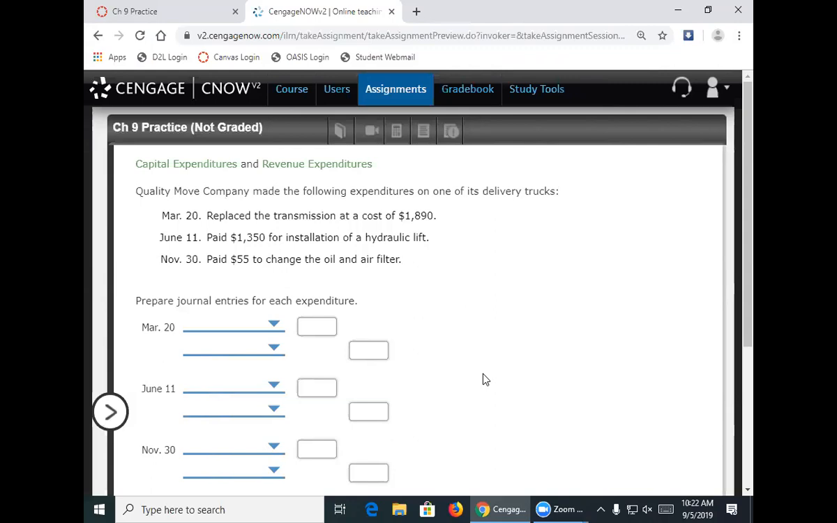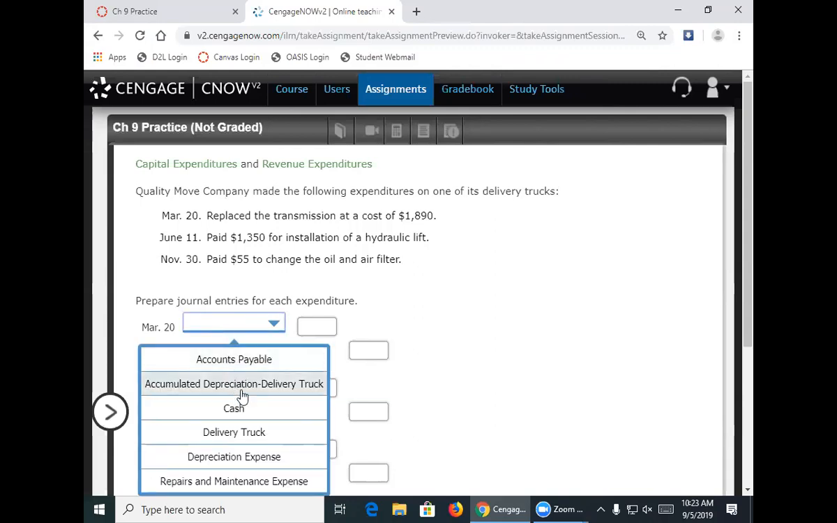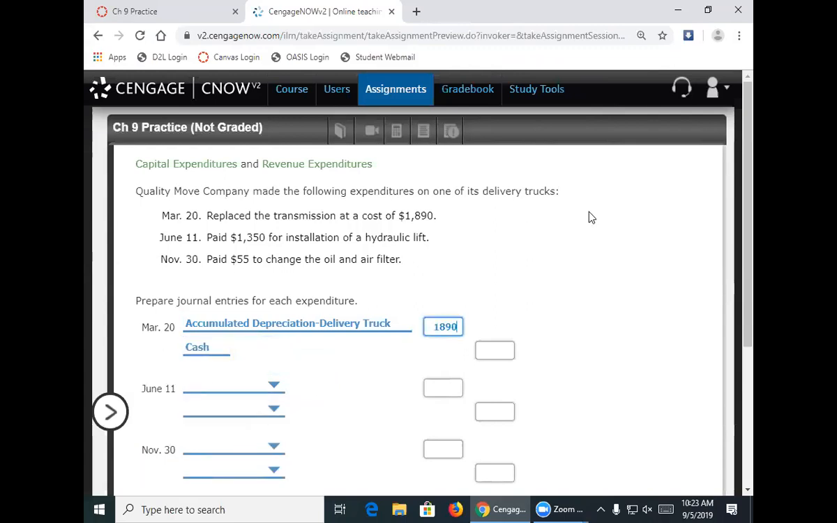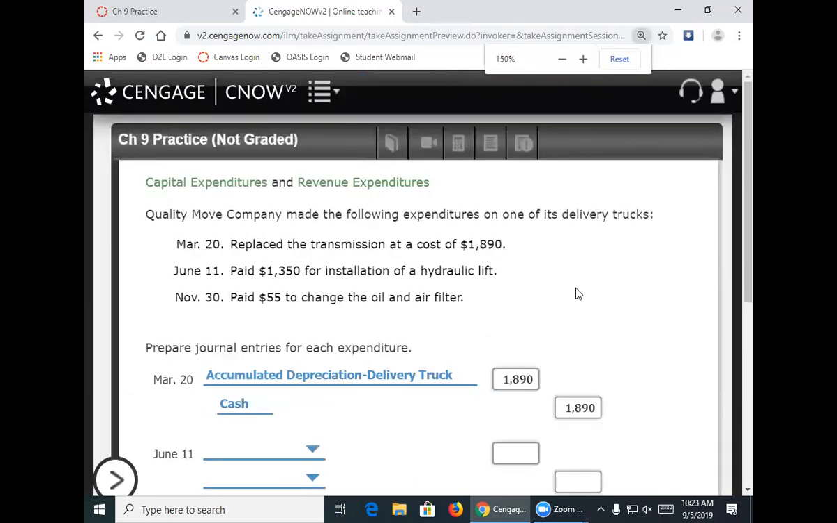Okay. So if we're doing some type of extraordinary repair that is just a necessary repair, we're taking the existing transmission out and putting in basically the same transmission, one that works. What you're going to debit and credit is you're going to debit accumulated depreciation on the delivery truck, and then we're going to credit cash because they didn't tell us that we didn't pay cash. We'll assume. So that one's a little tricky. So we're going to debit the accumulated depreciation on the delivery truck.